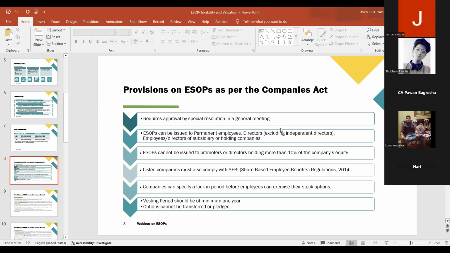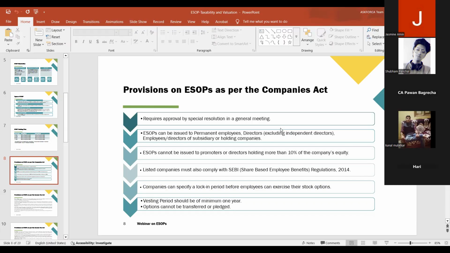These are the provisions as per the Companies Act which are applicable on the ESOP: before issuing any ESOP you have to get a special resolution in the general meeting, and the company can issue ESOP to permanent employees and directors, excluding independent directors. The company cannot issue the ESOP to independent directors. And the company can issue the ESOP to employees or directors of a subsidiary or holding company also.